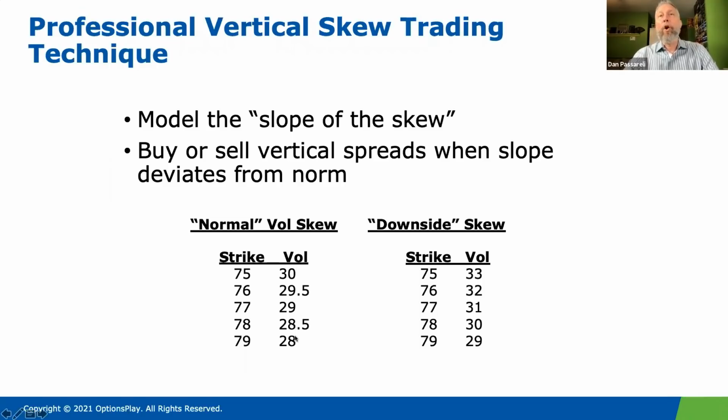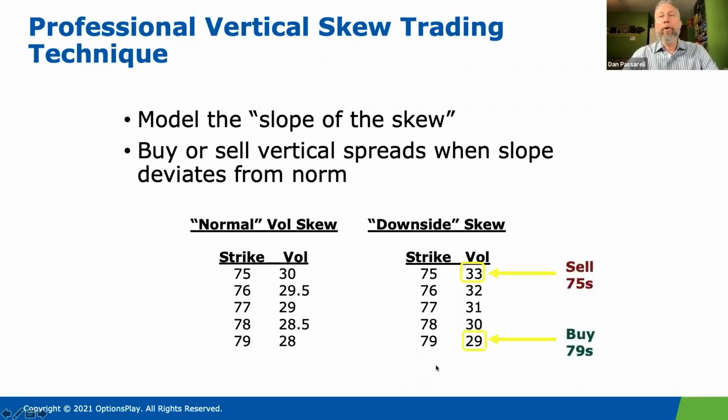And just look at the slope of this line, right? The slope of the skew is how we refer to that. And then we buy or sell vertical spreads when the slope deviates from the norm. So if this is the normal volatility skew, about a half a point between each strike price, but it gets a little bit steeper, a lot of people come and buy a lot of lower strike puts, the downside puts. Well, now it's about one volatility point between each strike.